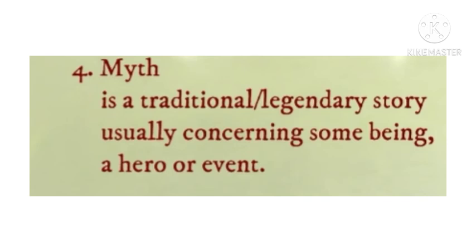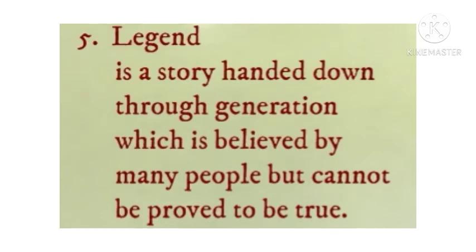The fifth type of narrative text is legend. A legend is a story handed down through generations which is believed by many people but cannot be proved to be true. Some examples of legends are like Alibaba, the Kraken, Yeti, Bigfoot, or the Loch Ness Monster or Nessie. Some legend stories might be real, but others are not. Let's take an example of Robin Hood. Robin Hood might have been real, but the stories about him are definitely fiction.